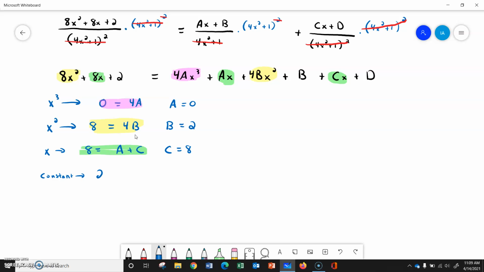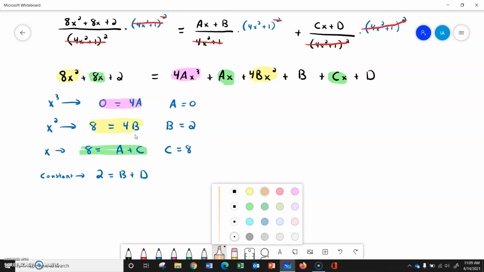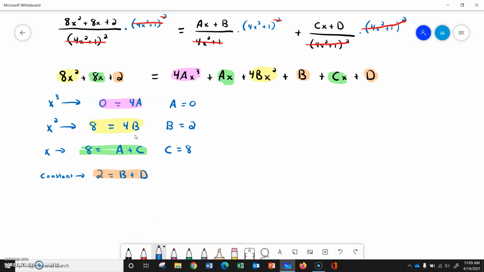So on the left there's a 2, and on the right there's a b plus d. So let's see here. Let's use an orangish color. So we've already decided that b is 2. So if 2 plus d equals 2, that means d has to be 0. So we should be pretty happy that certain things aren't needed anymore.